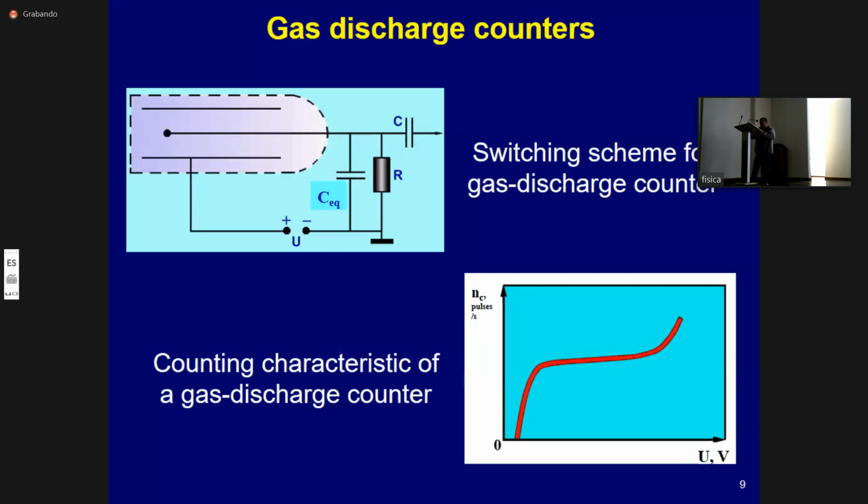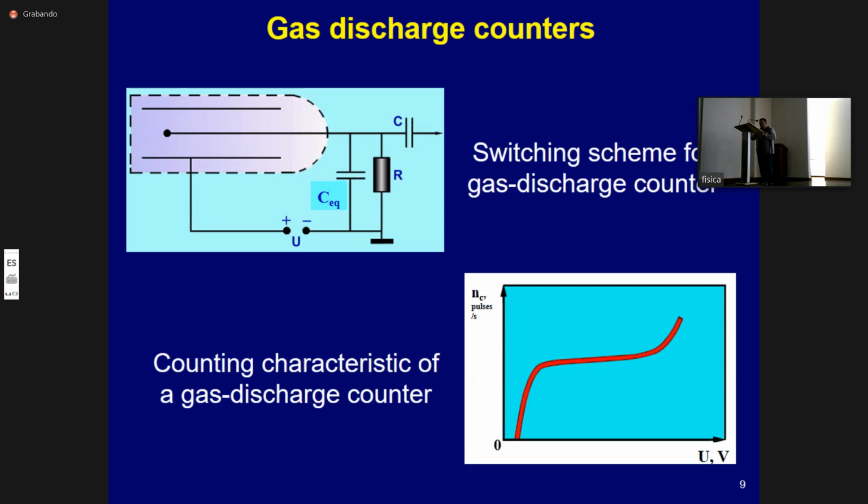When an ionizing particle passes through the sensitive volume of the detector, a current pulse appears in the circuit, which is recorded by the change in voltage across the resistance R. The dependence of the count rate N, the number of registered pulses per unit time, on voltage U at constant radiation intensity is called the counting characteristic of a gas discharge detector.